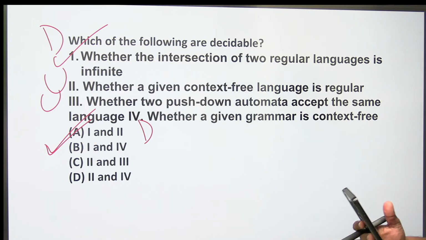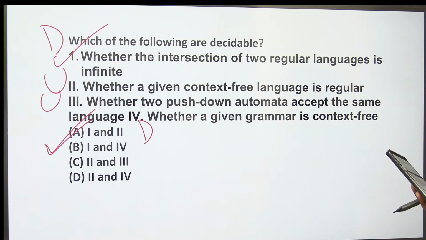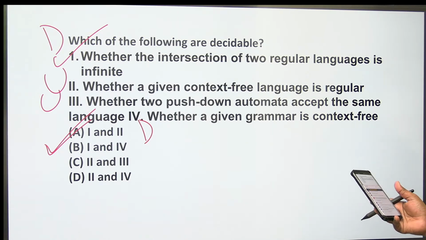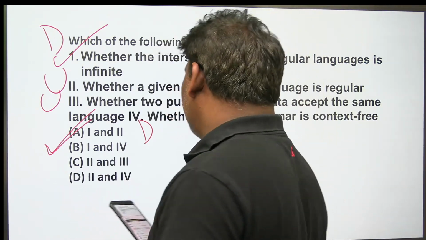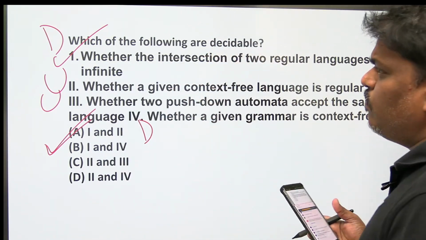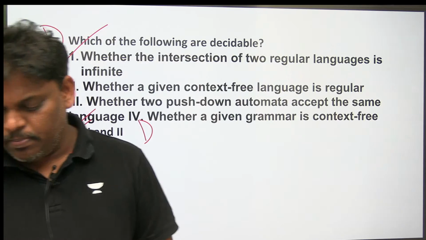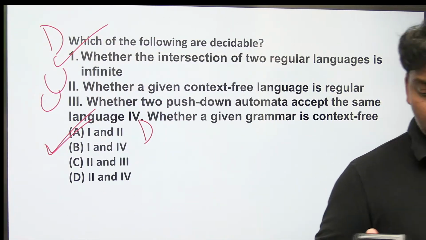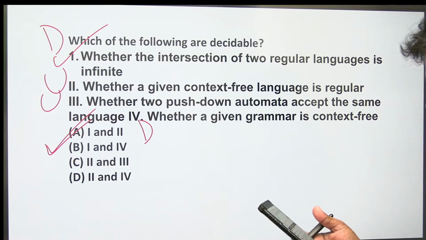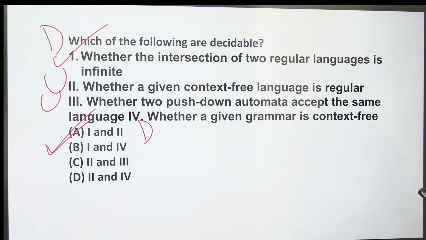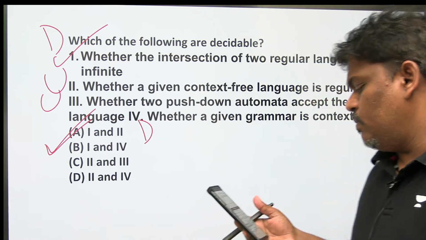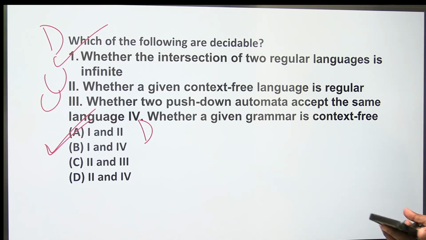Someone is saying fourth is membership. Fourth is not a membership, but it is decidable. See, whether a given grammar is context-free or not, it is not a membership. So can I go to the next problem? Please check. Anyone having any doubt, let me know.